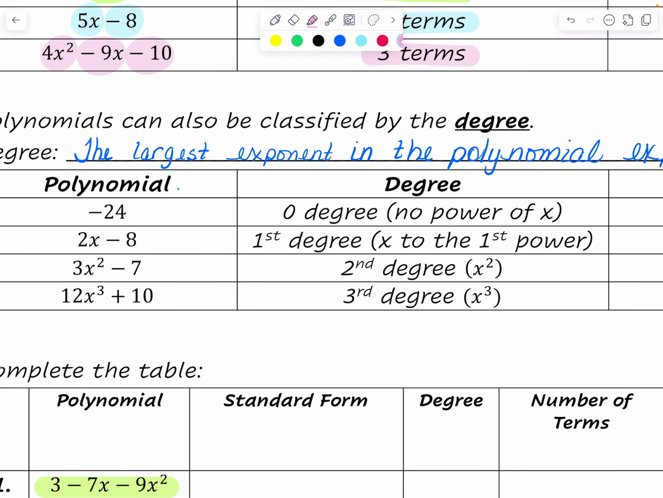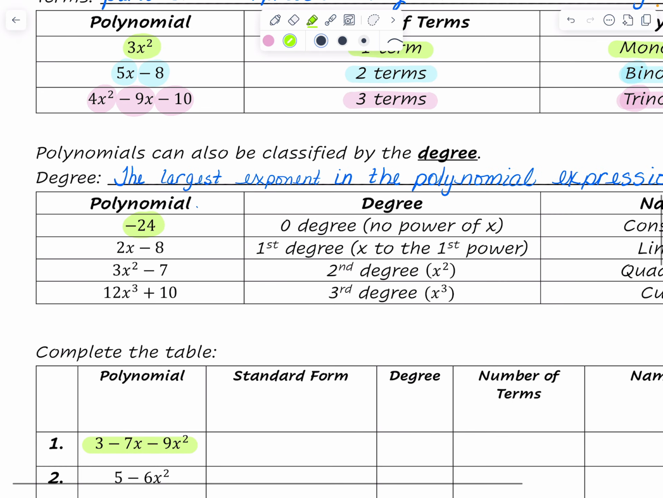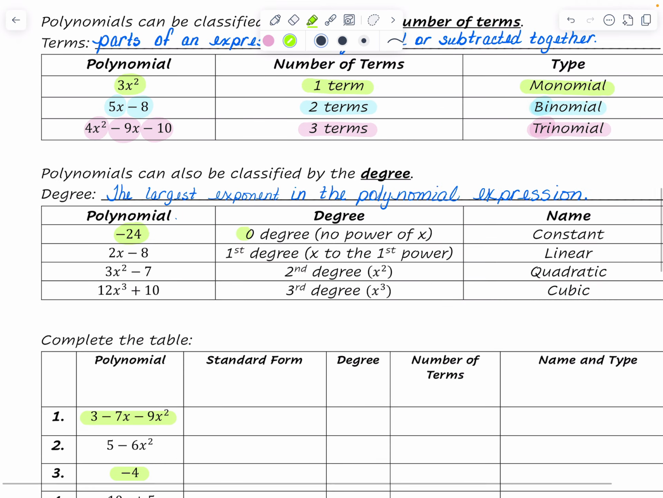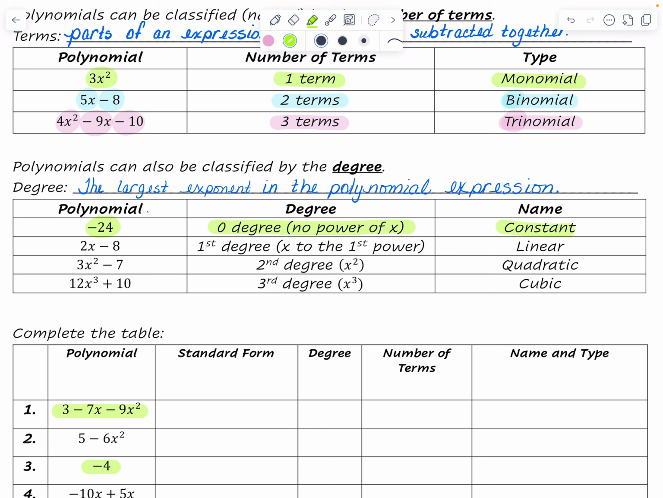This first polynomial is negative 24. Now this one does not have a variable, so it is assumed since there's no variable, it has a 0 degree. And a 0 degree is called a constant. We've talked about that word constant before. It just means that there's a value that has no variable with it. It's all by itself. It's isolated. That is a constant term. Okay? Then we have this next one.